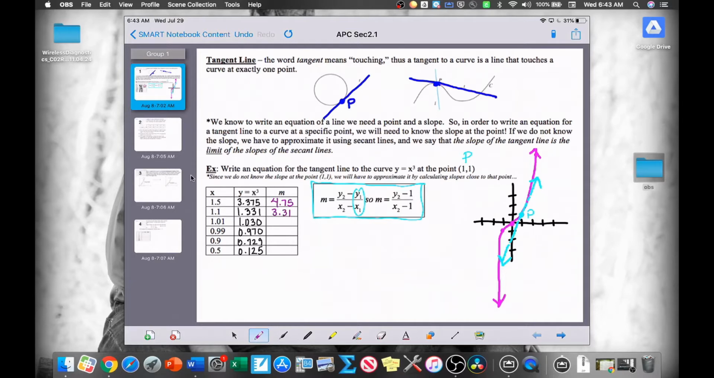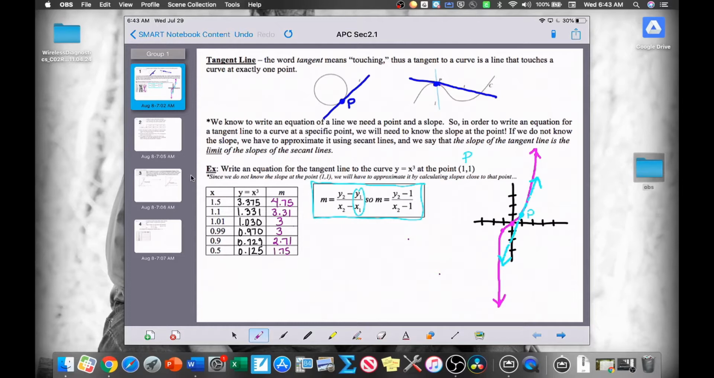Next, I'm going to do 1.030 minus 1 divided by 1.01 minus 1. That is going to give me a slope of 3. And if I continue down, I'm just going to go ahead and fill in the table now that you kind of understand what we're doing here. We get another slope of 3, we get a slope of 2.71, and then we get a slope of 1.75.